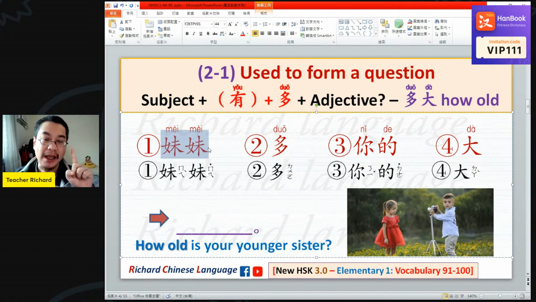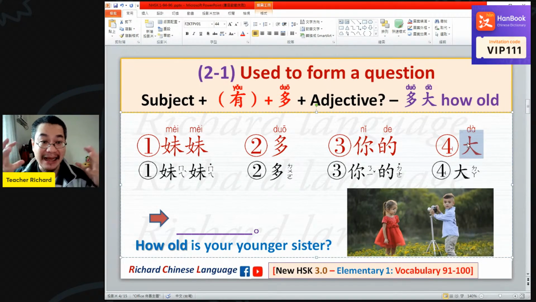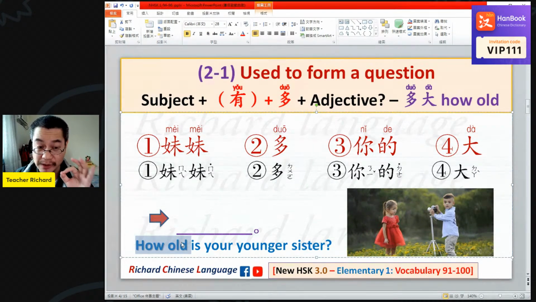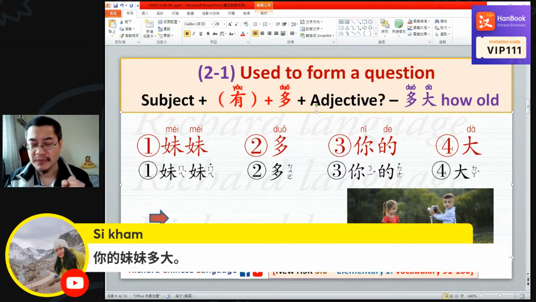妹妹, younger sister. 多 here is not many. It's about how. Okay, how. Okay, 你的 大, big. Okay, so what's the answer? Actually, you're asking the age. You're asking how old someone is. Okay, Sikong. 你的妹妹多大 Very good.